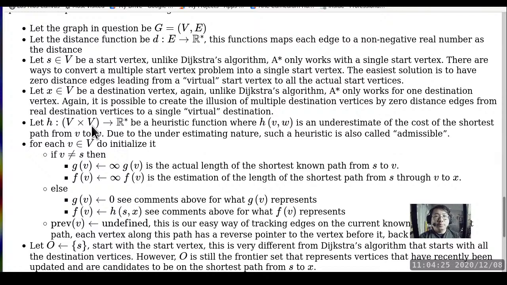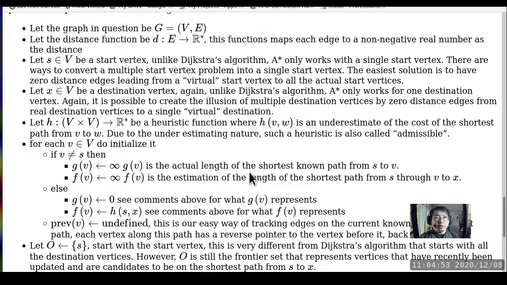But if you have a complete heuristic function that can map any vertex to, that can find a heuristic value of the length between any two vertices, that works too. So this is like an overkill of what we actually need. The initialization is a little bit different. We have two functions to initialize in this case. So we have G and F. Okay, these are the two functions.